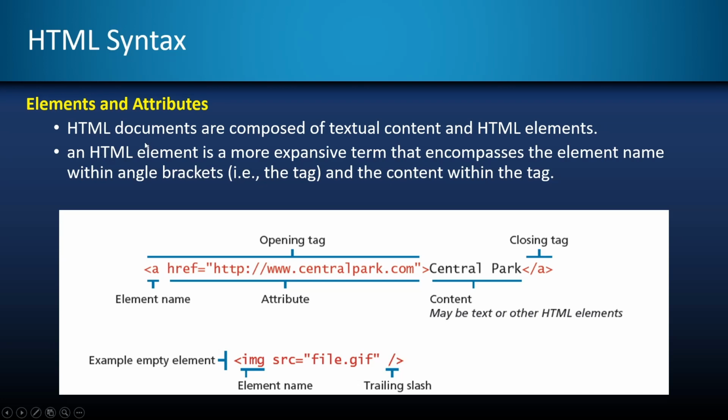An HTML document is composed of textual content and HTML elements. So this entire thing is called an HTML element. An HTML element is a more expansive term that encompasses the element name within angle braces, along with its attributes, and the content within the tags. Many of you know what these HTML tags are.